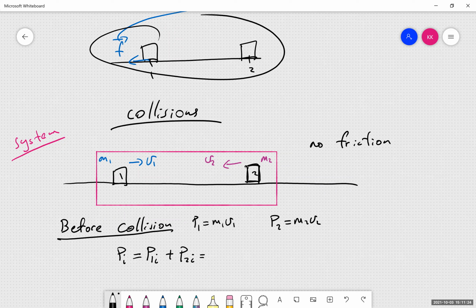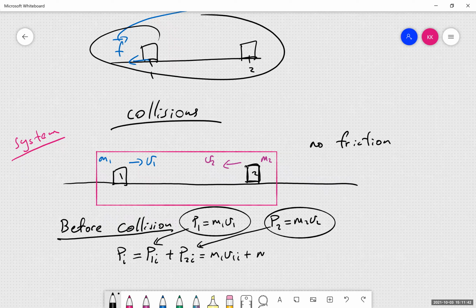Now, what I have here is, let's say, mass 1, velocity 1, because initial momentum is mass 1 and velocity 1, but I'm going to also put subscript i indicating the initial velocity. Then plus the momentum 2 initial, which will be m2 v2 initial: mass 2 times velocity 2 before the collision, so I put the initial subscript. That means this will be the expression for the initial momentum of the system.